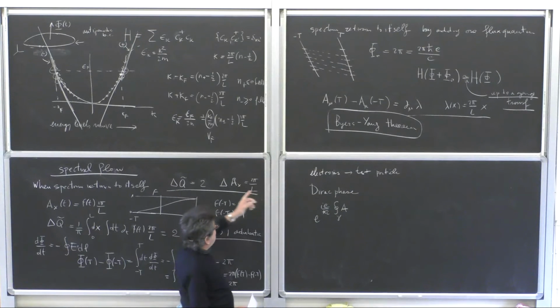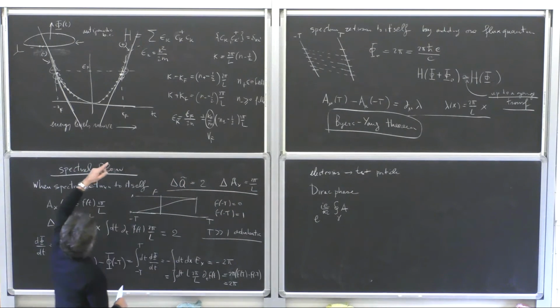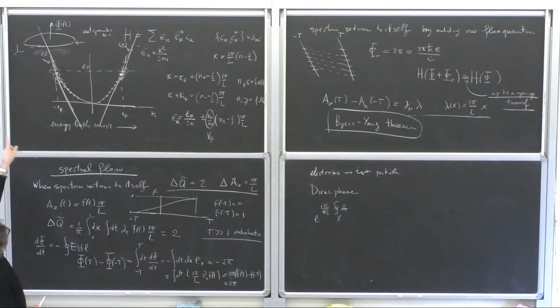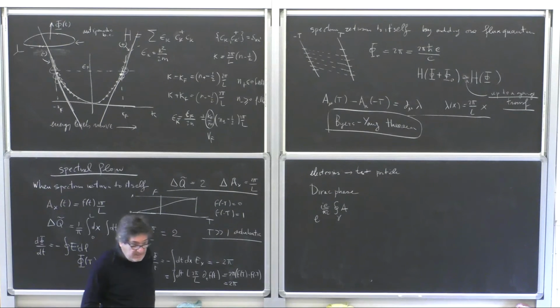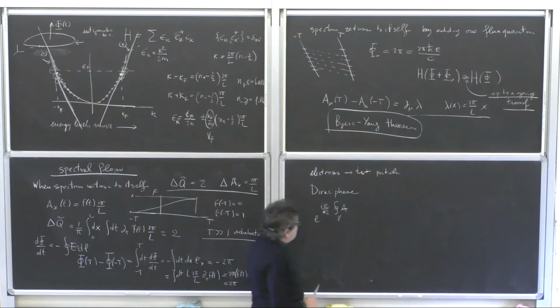And then you let the test particle go around this circle, in presence of this magnetic field inside, of this flux quantum inside. What is a Dirac phase?